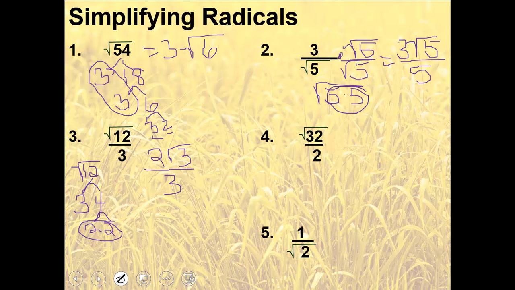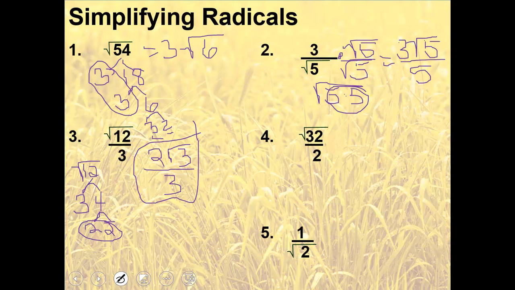Now you have to ask yourself, am I done? I have a radical, but look where it is. It's in the numerator, so it's fine. I don't have a radical in the denominator, so I get to stop right there. That one was cake.